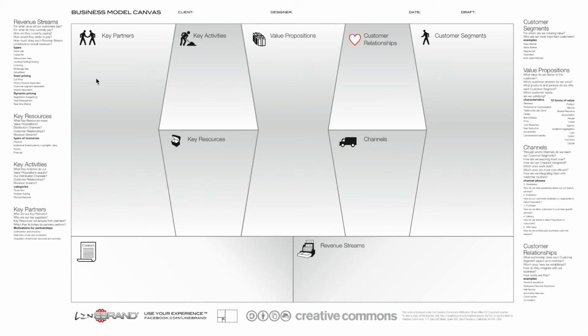So our cost structure: what are the most important costs inherent in our business model? Which key resources are most expensive? Which key activities are most expensive? And is your business, to think about it, more cost-driven, with the leanest cost structure, low price value proposition, maximum automation, extensive outsourcing? Or is it a value-driven business model where you're focused on value creation, premium value proposition?